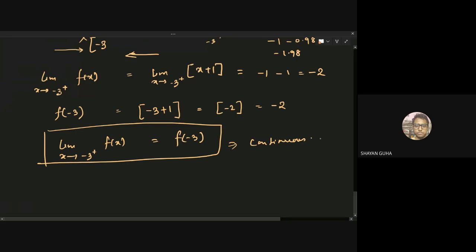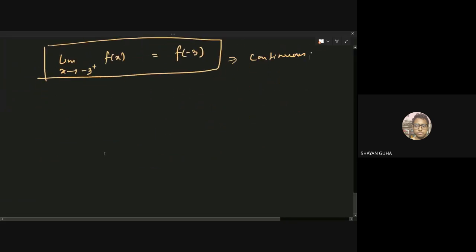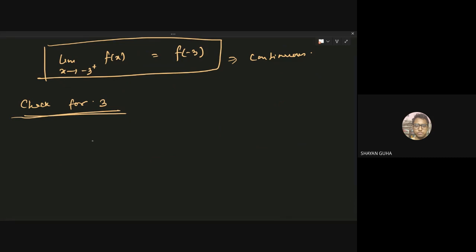Now I have to check for another extreme value, that is 3. Now check for 3. Now how can I check for 3? The logic is simple. In this case, I won't be approaching 3 from the right hand side because I have a barrier on the right hand side. So I can't be approaching 3 from the right hand side. All I can do is approach 3 from the left hand side.